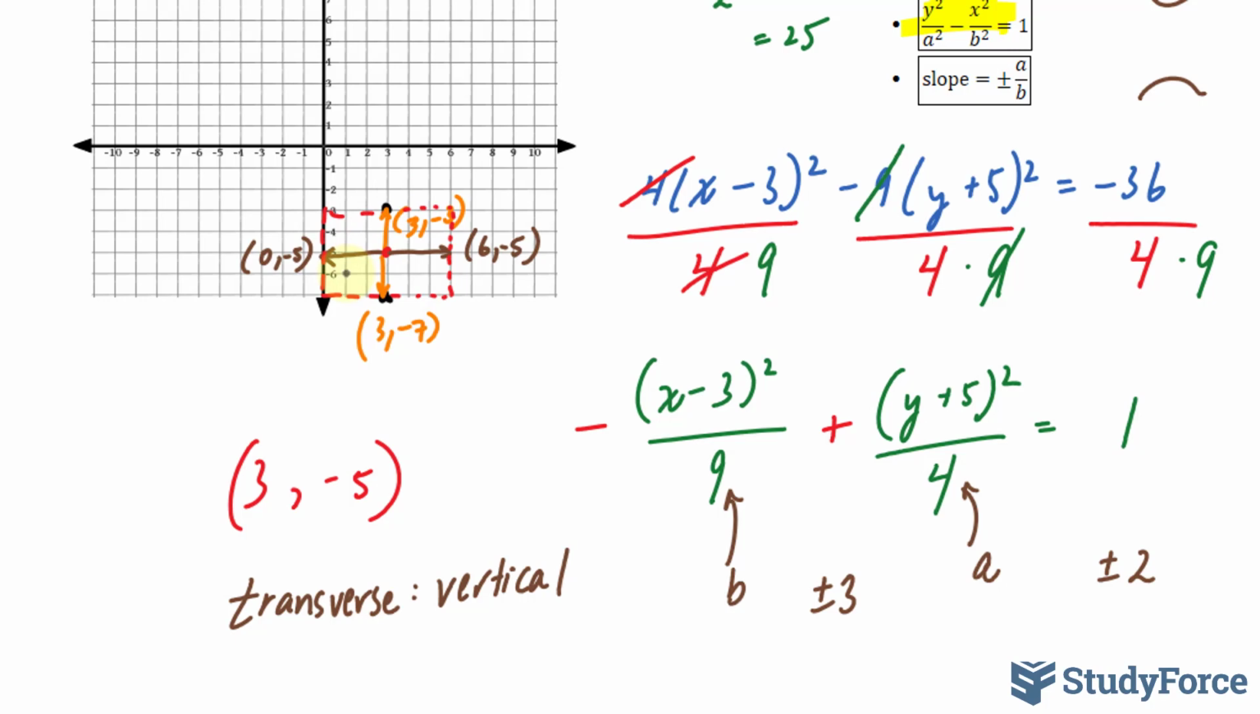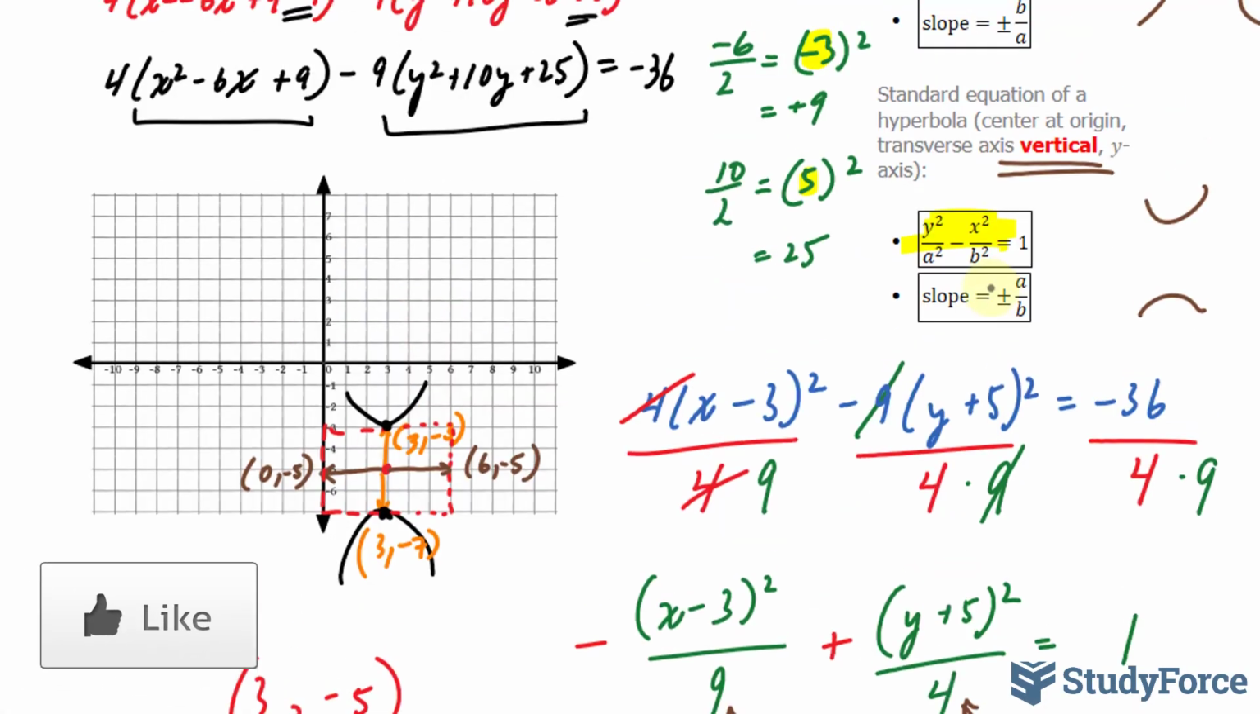Next, I need to find my asymptotes. And the asymptotes will help guide me create my two curves. I already know that this is going to open up like this, and that's going to open up like that. But I want a guideline so that I don't open it up too much or too little. And that's where the asymptotes come into play. To find the asymptotes, given that its transverse axis is vertical, notice what's in orange. That's the transverse axis. I'll take my a value and divide it by my b value.